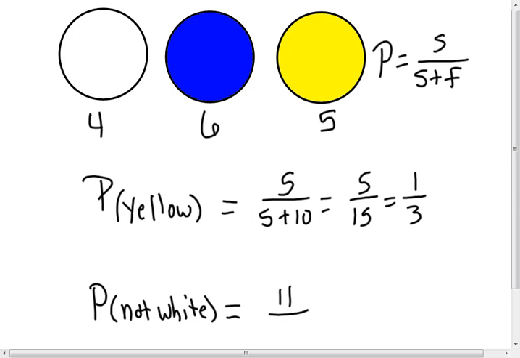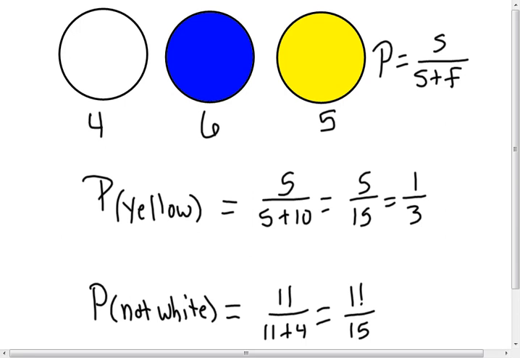And then the total number would be 11 plus the 4 for the white. Notice that didn't change between the two problems. We still have 15 on the bottom. So this would be 11 out of 15. So that would be the probability of pulling out a ball that is not white.